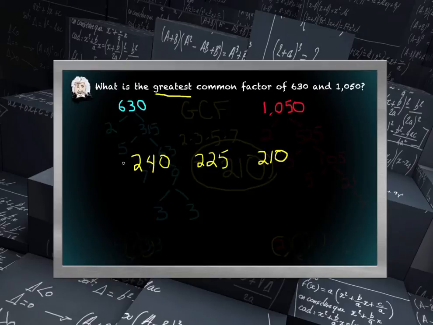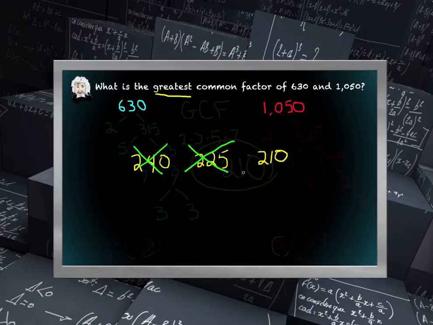240 times 2 is 480. 240 times 3 is 720. So 240 does not quite divide evenly into 630. So 240 is not a factor of 630 and cannot be a common factor, let alone a greatest common factor. How about 225? 225 times 3 is 675. That's too high for 630. How about times 2? No, that's 450. So between that, there's no other whole number multiple, and 225 also does not divide evenly into 630. It is not a factor.